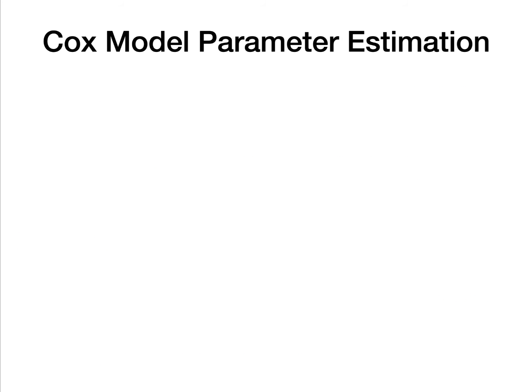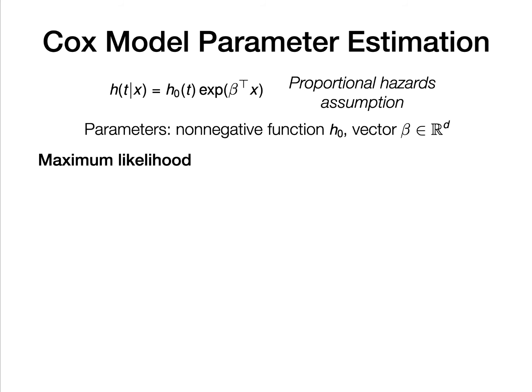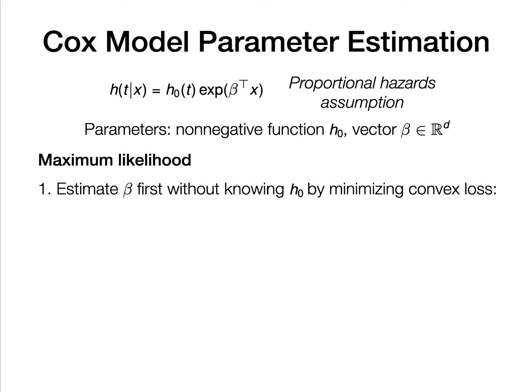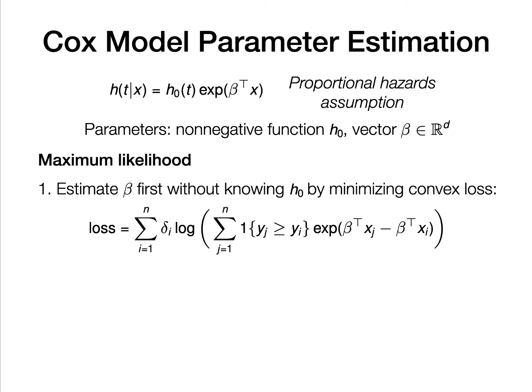All right, now I'll say just a little bit about parameter estimation for the Cox model. How this works is basically maximum likelihood. The standard way people do this is to estimate beta without knowing h sub 0, the baseline hazard function, and it amounts to minimizing a convex loss. You can use Newton-Raphson, which is one of the standard ways people do it, but of course, you can also use stochastic gradient descent.